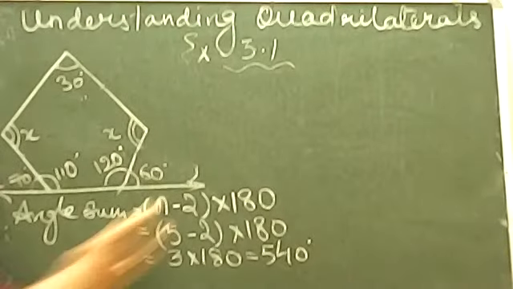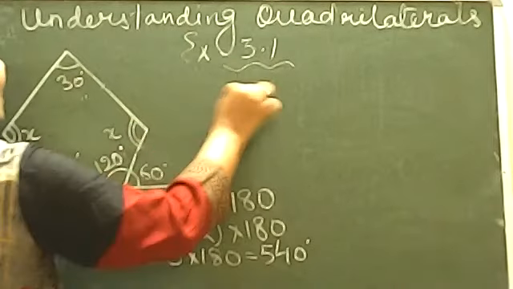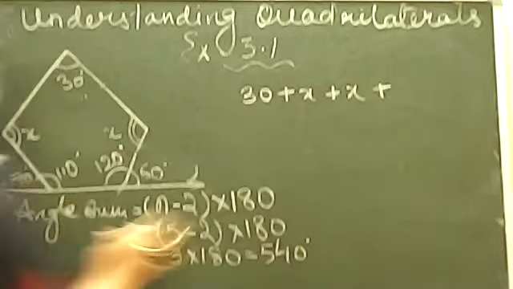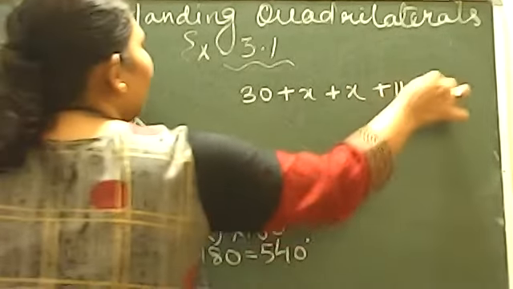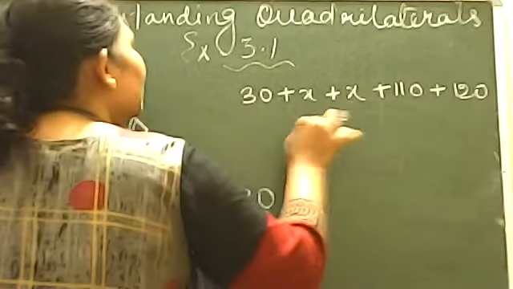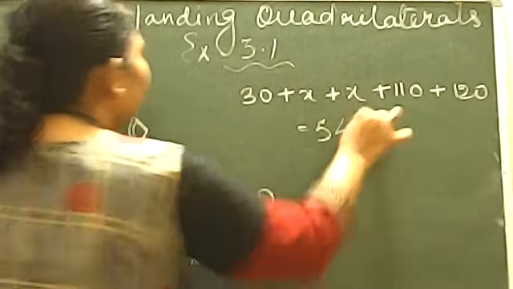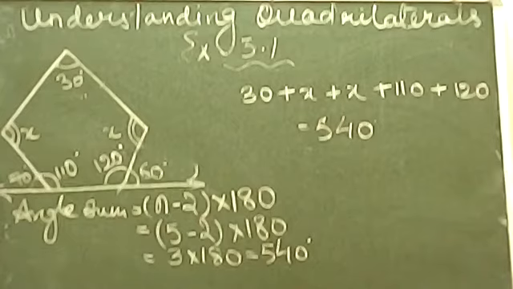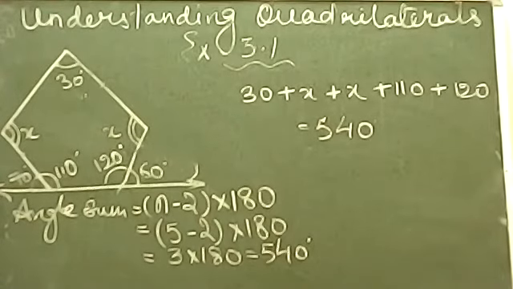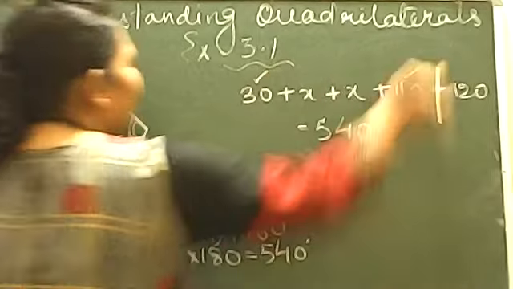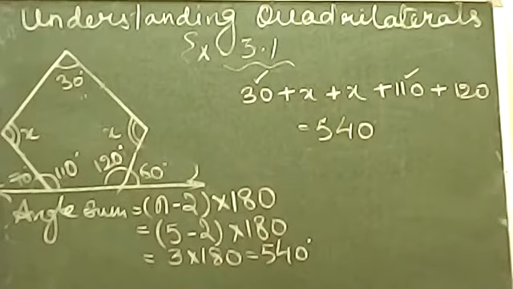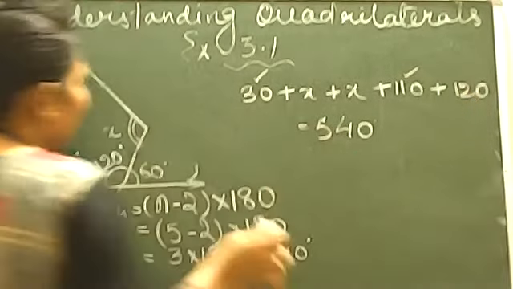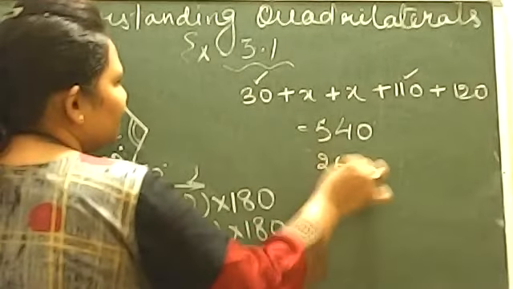How will you do that? Now look at here. 30 plus x and another one is also x, and other two are 110 and 120, और इन सब का सम मिलाकर के आना चाहिए 540. It should come 540 because the angle sum for pentagon is 540. Now let's see this. 30 और 110 मिलाकर के हो गया 140, 140 and 20 मिलाकर के हो गया 160, and 160 and 100 मिलाकर के हो गया total 260.